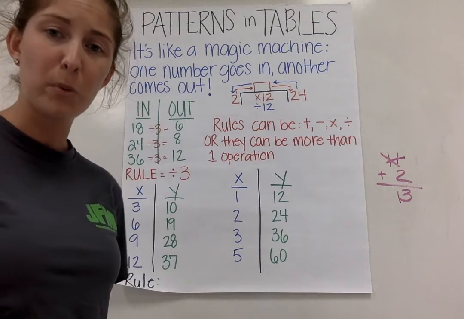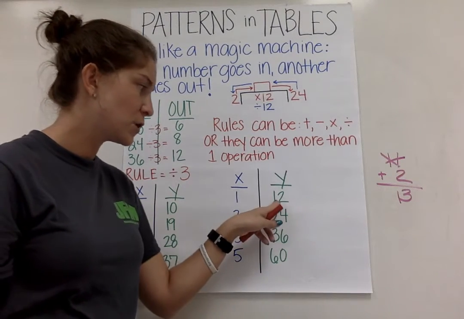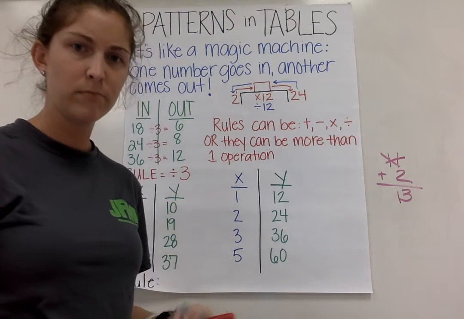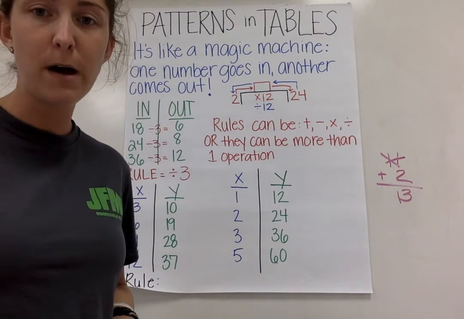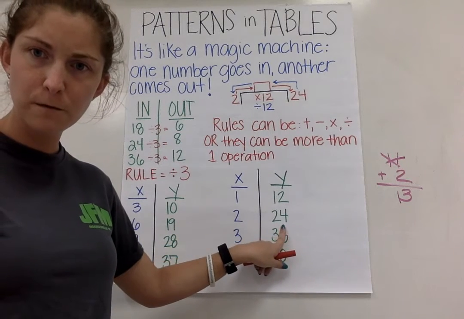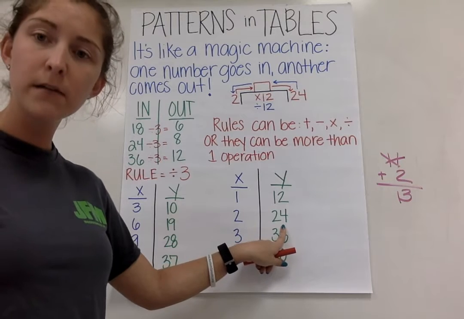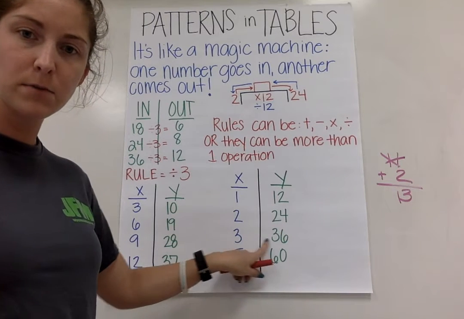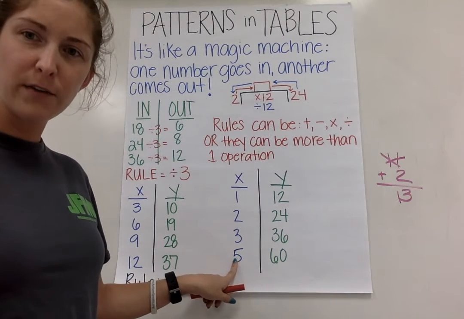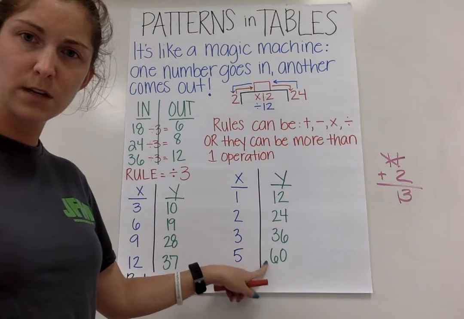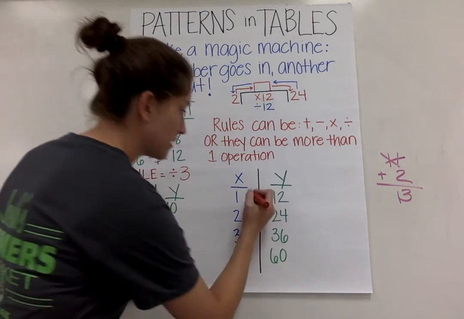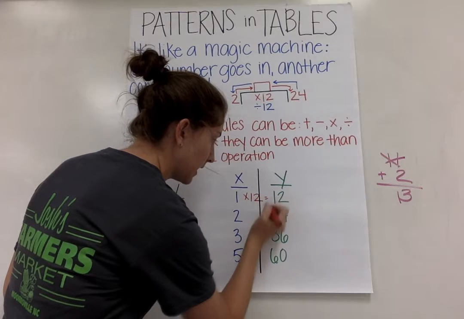So let's think about multiplying. 1 to 12. What can I multiply 1 by to get to 12? 12, right. 1 times 12 is 12. What about 2? Is 2 times 12 24? Yeah. What about 3? 3 times 12, 36? Yep, that checks off. What about 5? 5 times 12, 60. Yeah. So my rule for this chart right here is going to be to multiply times 12.